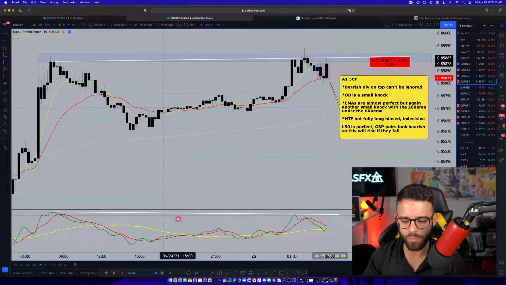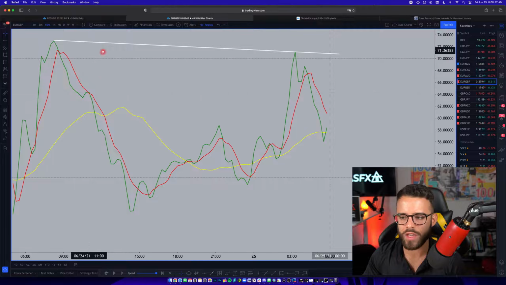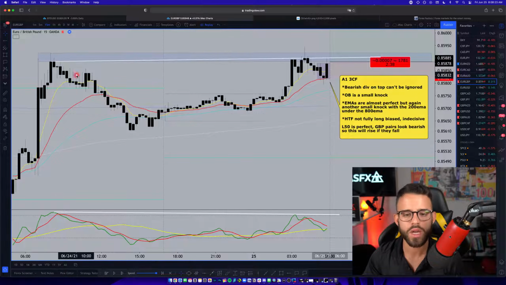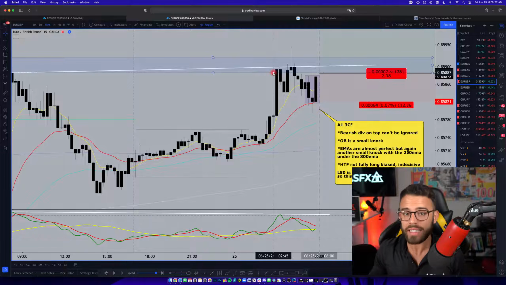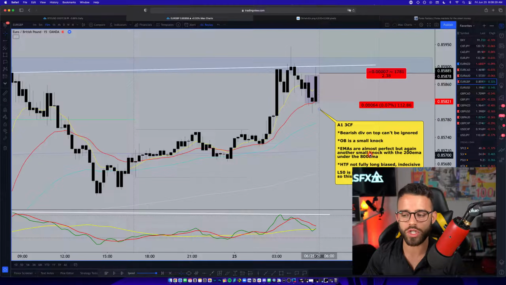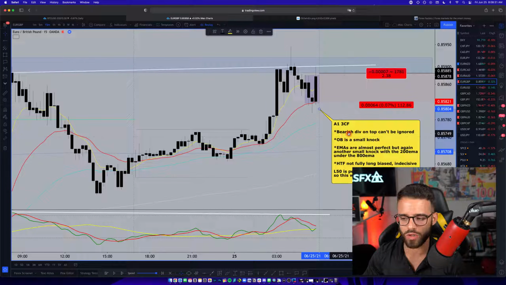So what I'll do is I'll blow up the TDI and I can see that the RSI from the high yesterday to the high today is actually falling. It's very slight, but it is falling, while price action, as you can see, is actually rising. So that is technically bearish divergence, which is the first knock, the first little thing against the trade here that you can see in my notes. The bearish divergence on top cannot be ignored.